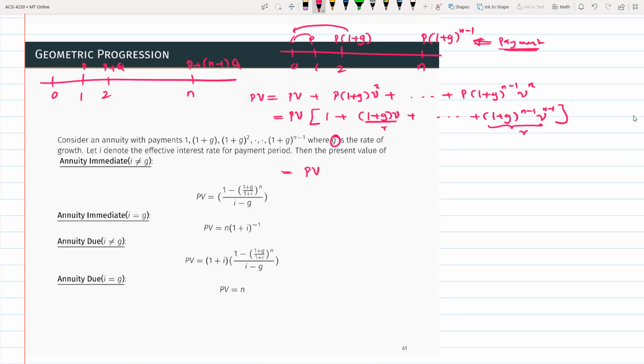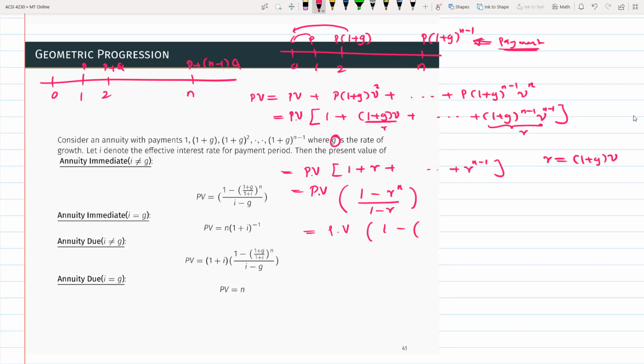This is not present value, okay? This is P times V. P is the payment size. This is P times V times (1 plus R plus all the way up to R^(n-1)). What is R here? R is basically (1 plus G) times V. So I can get the present value. It's going to be (1 minus R^n) over (1 minus R). When I substitute back, P times V, and just to make sure, this is not present value. This P is the payment size.